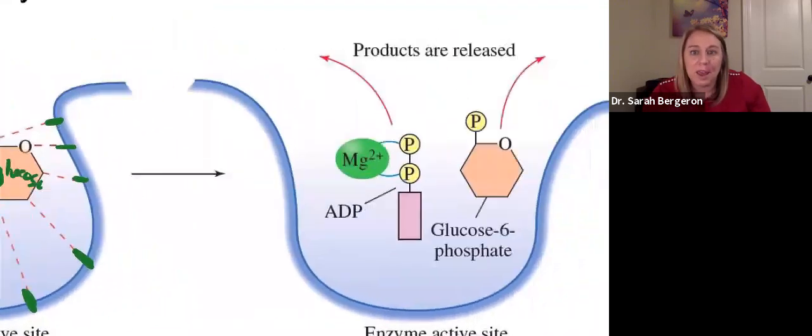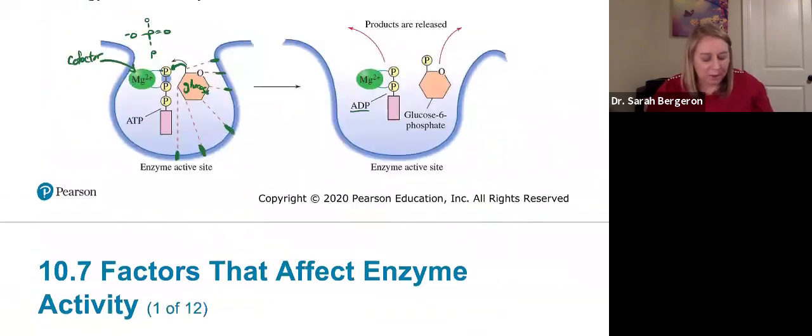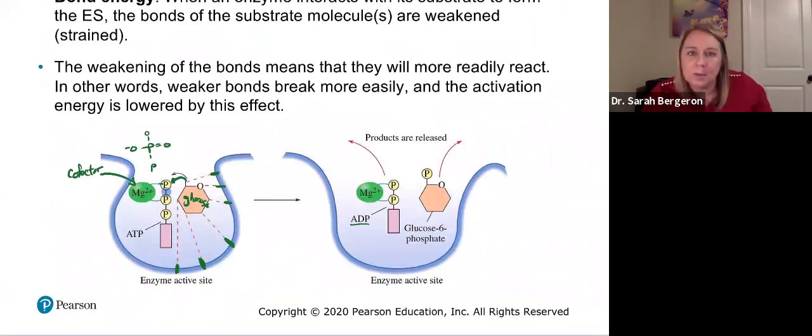And so what we get is glucose now with the phosphate attached to the glucose molecule instead of attached to the ATP. So now we have ADP. ADP is released, and then glucose 6-phosphate is released. So our glucose with that phosphate group attached. All right, that is it. Let's go answer some questions.